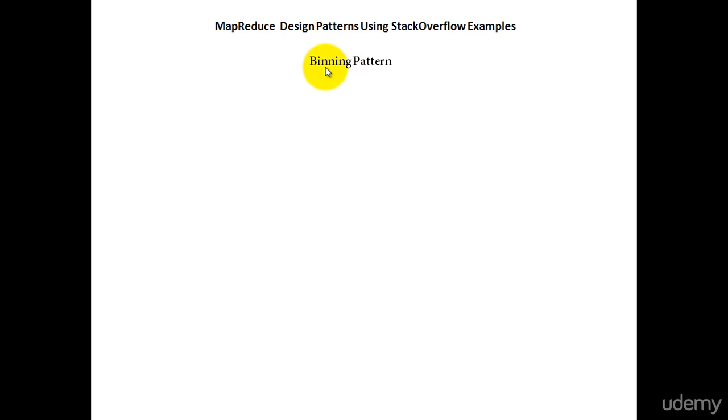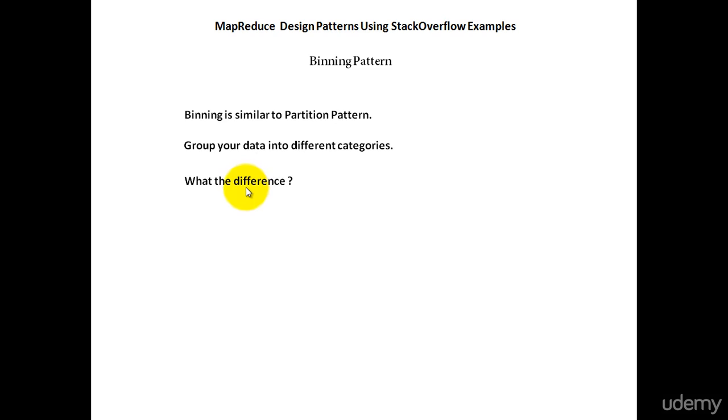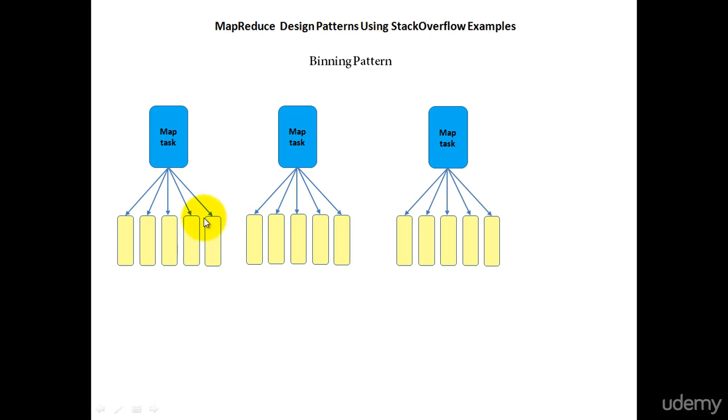In this session we will learn binning pattern. Binning pattern is similar to partitioning pattern. Even here data is grouped into different categories. Then what is the difference? The difference is that in binning pattern data is grouped together in the map phase instead of doing it in the partition phase.